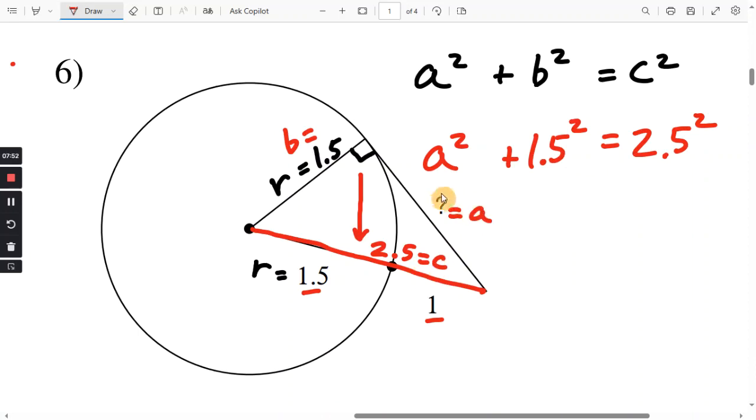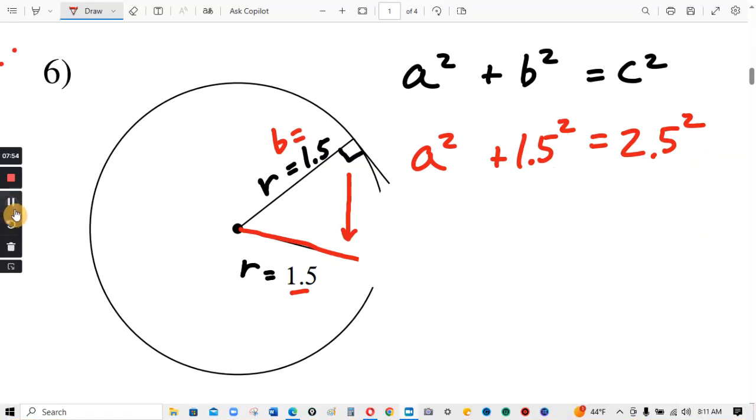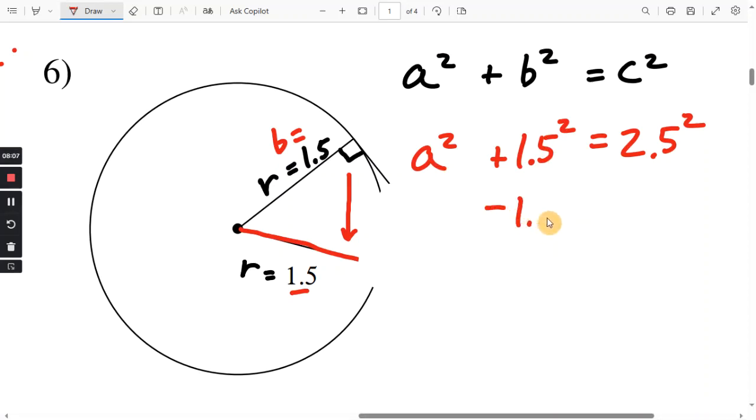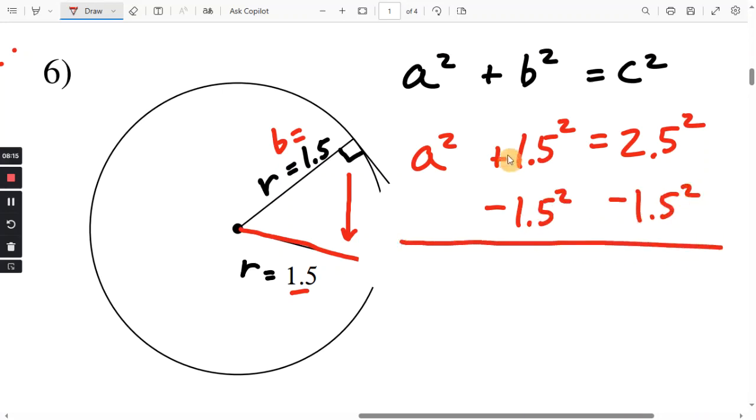Okay, let me erase this so I have some room to work. You can square this, but really, I would just leave it for now. We're trying to solve for a, so we want to get rid of the 1.5 squared and move it to the other side. The opposite of positive 1.5 squared is negative 1.5 squared. You want to do the same thing to both sides. Plus minus cancels. Bring down your a squared, and I'm going to leave it as 2.5 squared minus 1.5 squared.